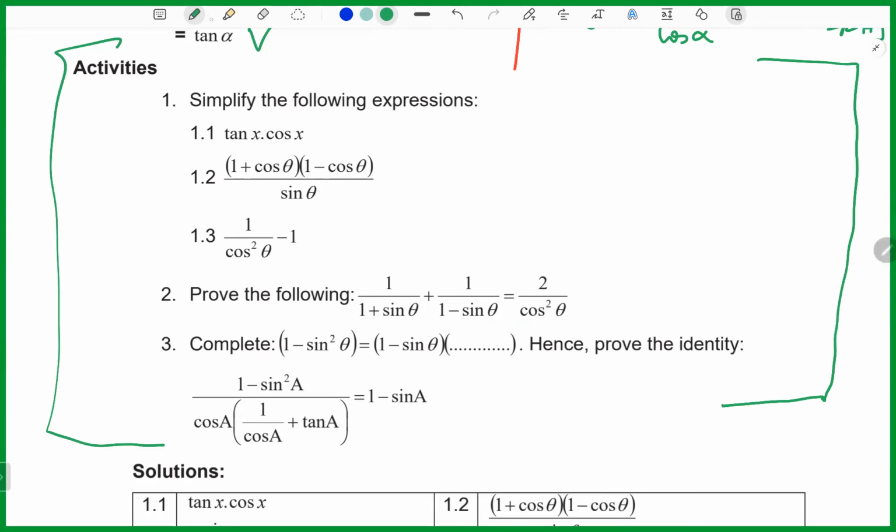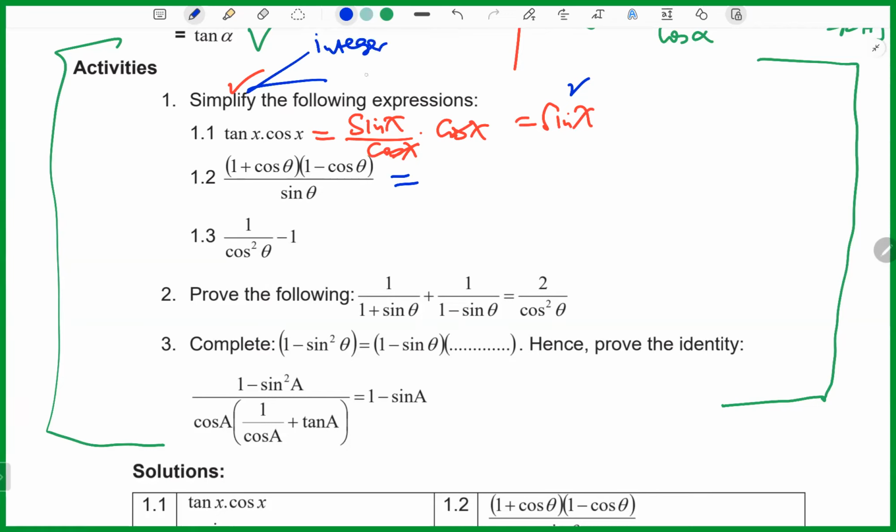For example, I'm just going to do this very quickly. Like this one here, you need to simplify. The tan, we've already seen, is the sine over the cosine times the cosine, and this cancels out. It gives us the sine, and we're done with the simplification. There's no further simplification. The result is a single trigonometric ratio or an integer. When you simplify, you must get one of the two things: either an integer is the result, or you get a single trig ratio. In this case, we got a single trig ratio.